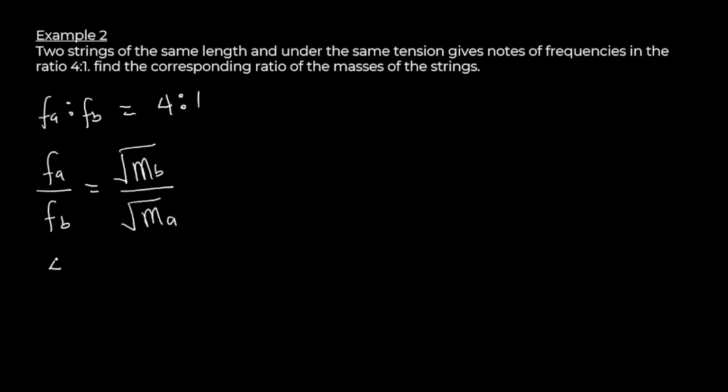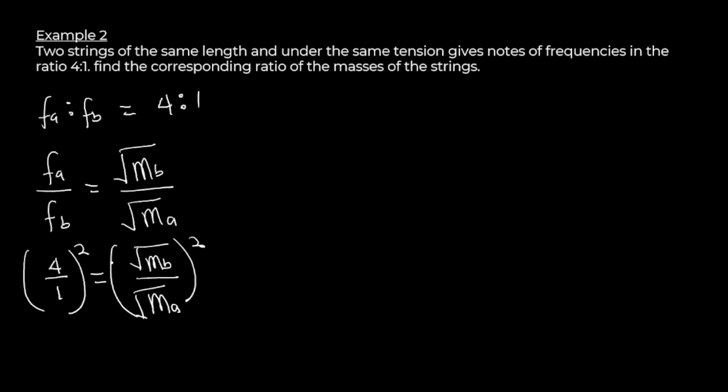So we have 4/1 as the ratio we've been given, that is the ratio of f of A to f of B, equal to the square root of MB over the square root of MA. To solve this, we need to get rid of the square root sign, so we square both sides. If we do that, we get rid of the root signs, and then we have m of B on m of A equal to 4 squared, which gives us 16, and then 1 squared gives us 1.